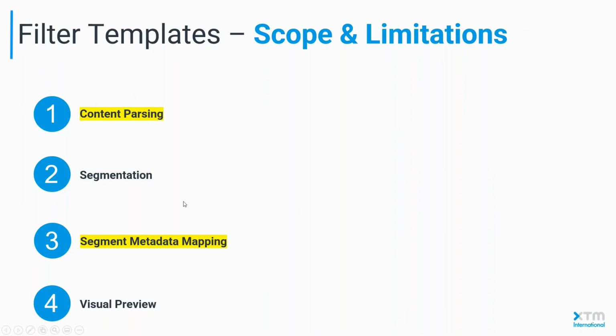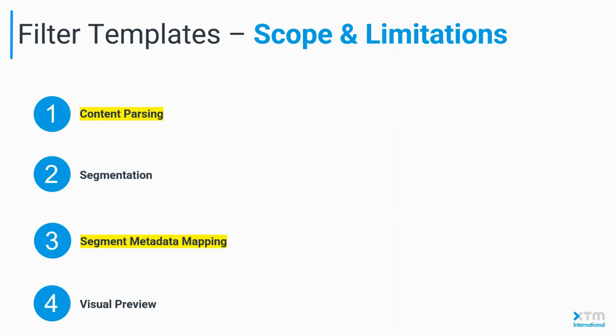In terms of the scope, I titled it scope and limitations, but it's mainly about the scope. Limitations is a little part, but basically there are four sections that we can talk about in content processing for filter templates: content parsing, segmentation of the parsed content, mapping of metadata present in the content blocks or in the segments, and then visual preview.